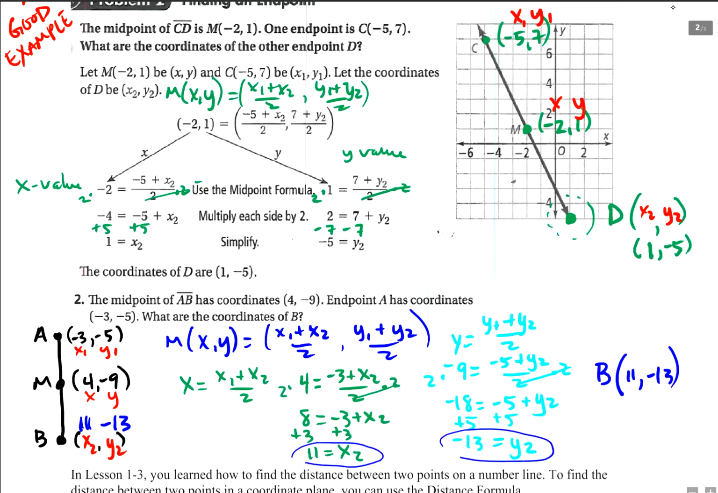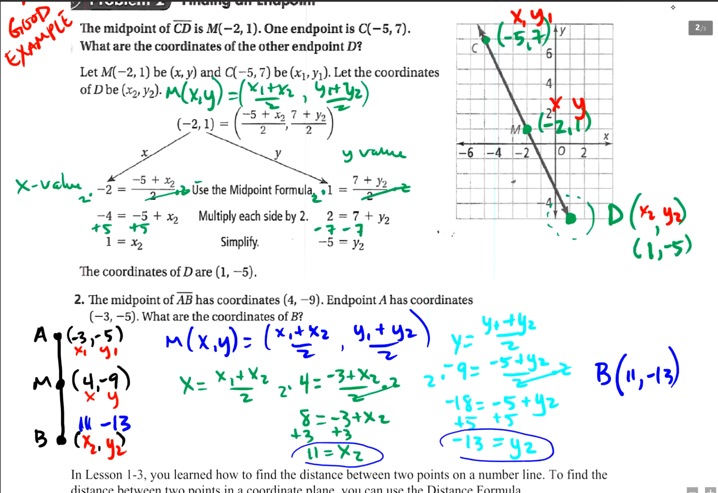So I just sketched a line. It doesn't matter where the line is. I don't have to put it on a graph. I just know that point M is between A and B. And I labeled A and I labeled B. And I know that A is x1, y1, and B, I don't know the values, but I know that it's x2, y2. And my midpoint is just x and y to fit with my formula. I wrote out my formula.